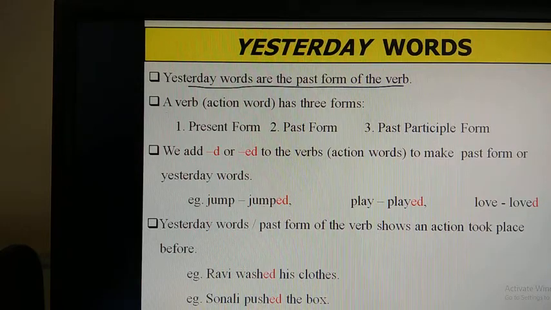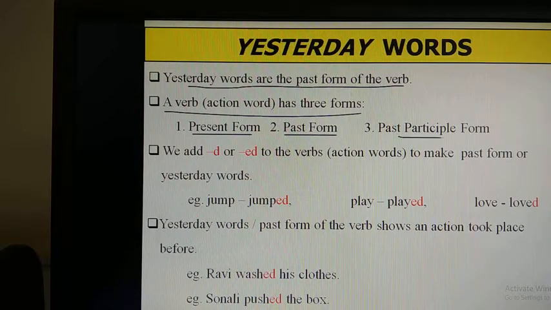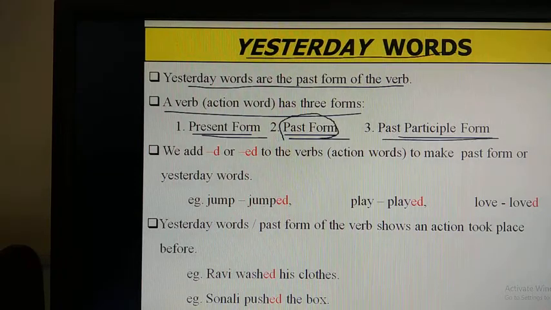Read the next line. A verb or an action word has three forms. Okay, so present form, past form, and past participle form. I repeat, a verb or an action word has three forms: present form, past form, and past participle form. And these yesterday words are the past form of the verb.